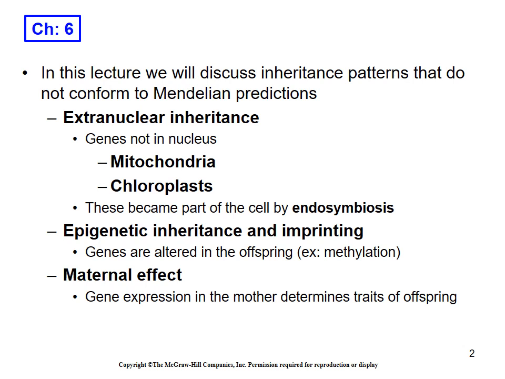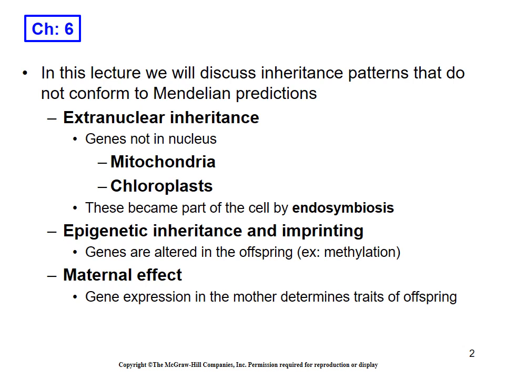Chapter 6 is going to cover 3 main topics. We're going to take a look at extranuclear inheritance, which covers DNA that is not found in the nucleus, but in other organelles such as the mitochondria and the chloroplast. We're also going to take a look at epigenetic inheritance and imprinting. This is going to cover if there's any alterations to the gene after the production of offspring.